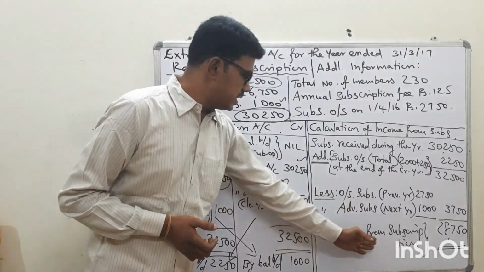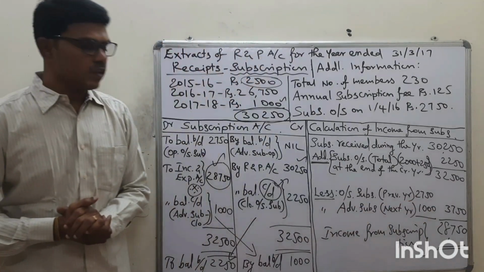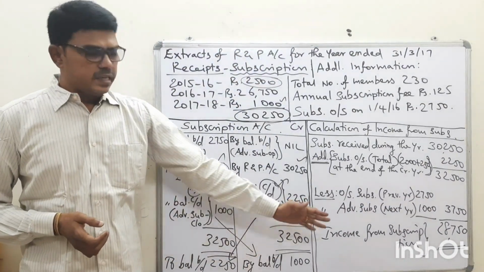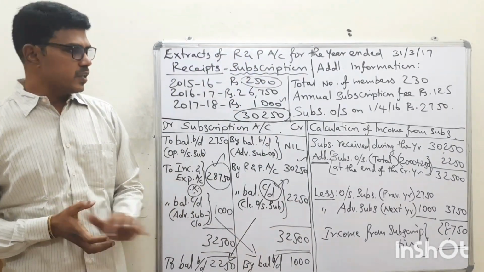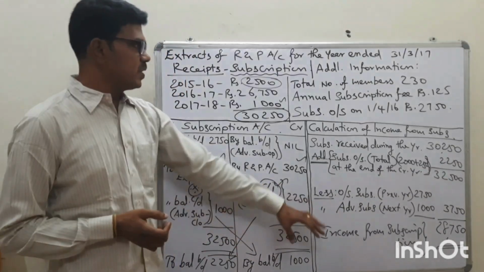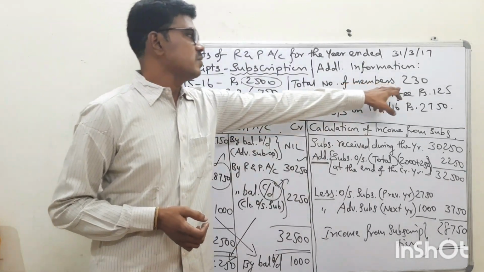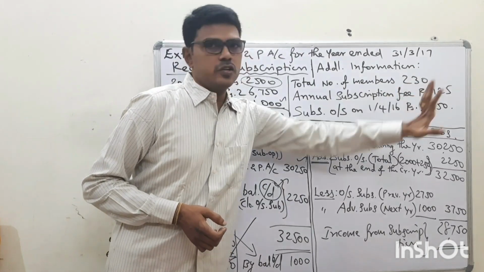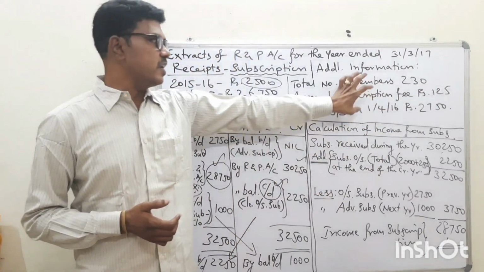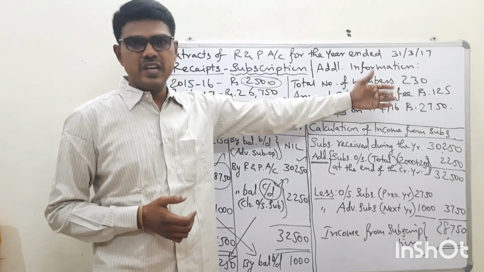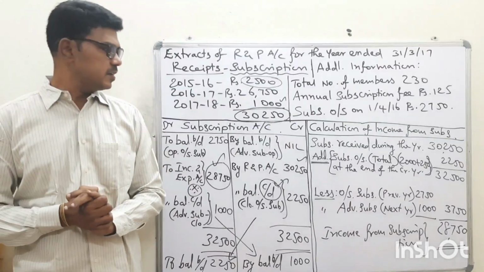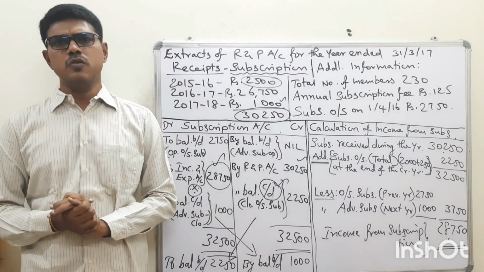Then we will get the income from subscription for the current year. You can cross verify both the answers by just multiplying 230 into 125. In this problem, as they have given these two numbers, we can easily cross verify. I hope that you all would have understood this.